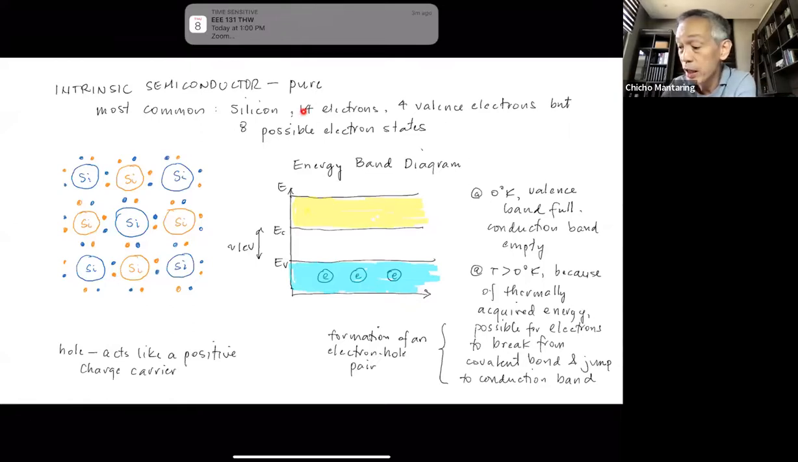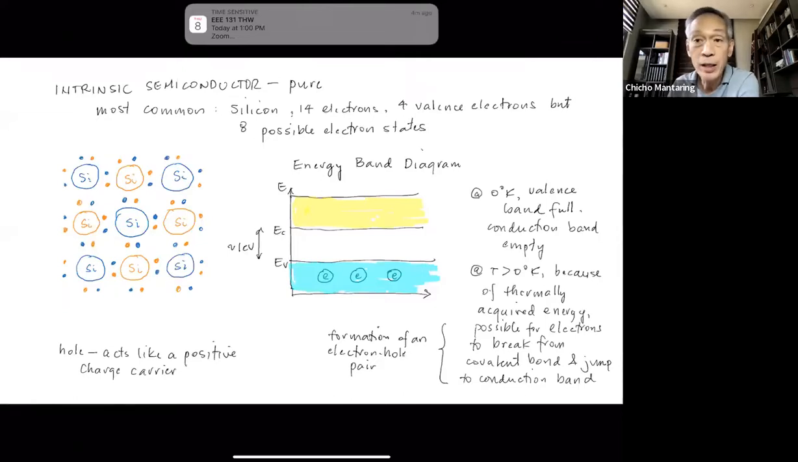So silicon has 14 electrons. This exists in 3 shells. The outermost shell is what we call the valence shell, and we have 4 valence electrons in the outermost shell. But we also showed that there are 8 possible electron states in the valence shell. So only 4 of the 8 possible electron states are occupied.